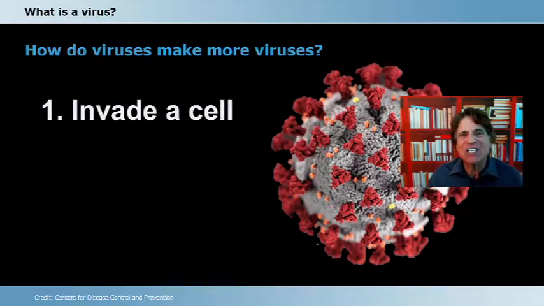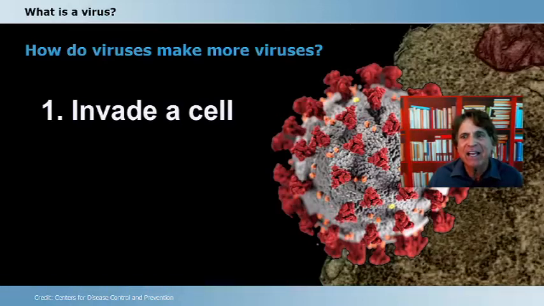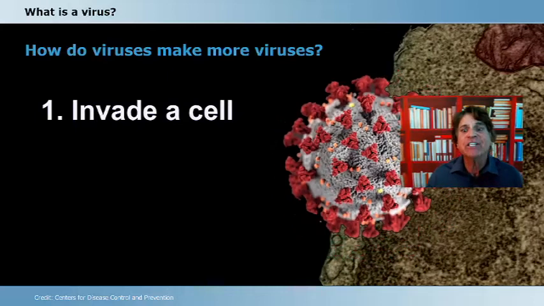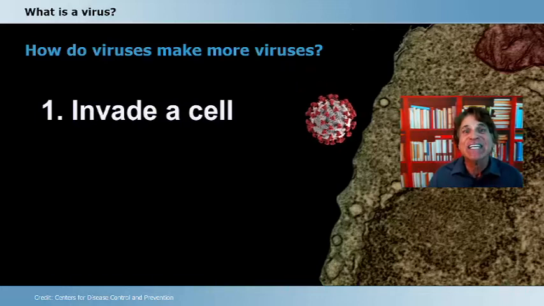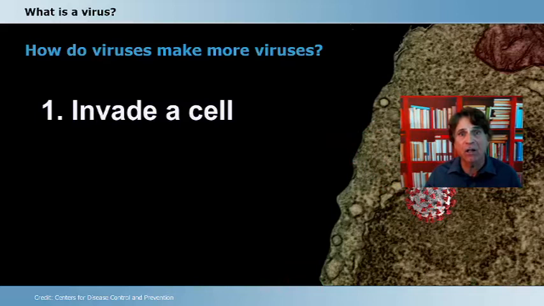First, a virus invades a cell. And here we have an illustration showing what a virus might look like. And there is a cell. Let's shrink this virus down to size so you can see that viruses are much, much smaller than the cells they would infect. And the first step is for the virus to get inside of that cell.